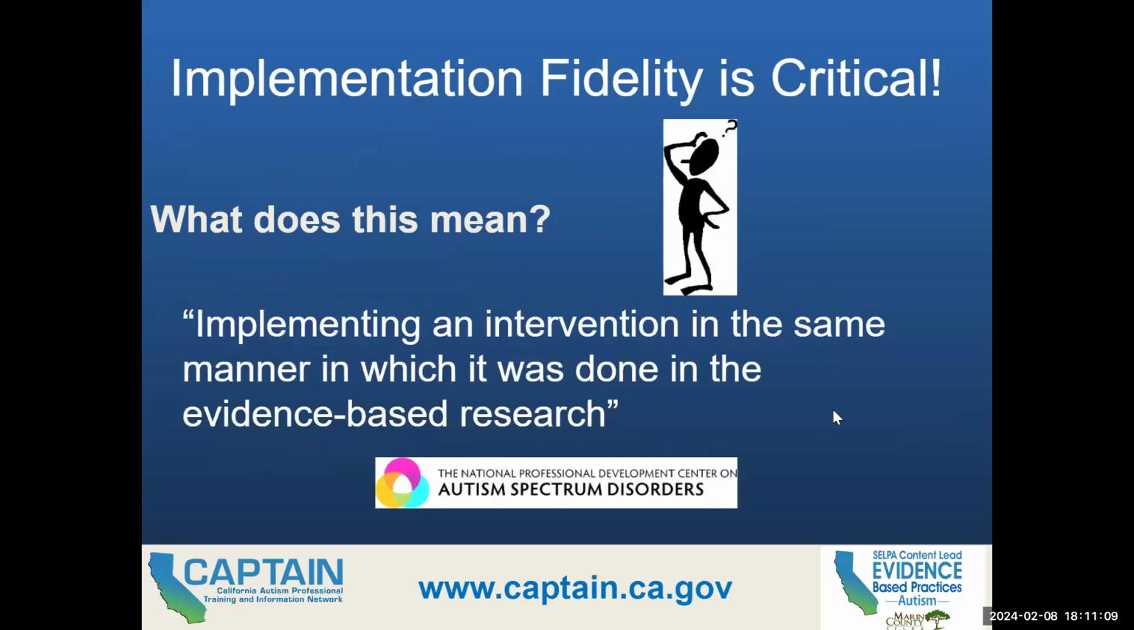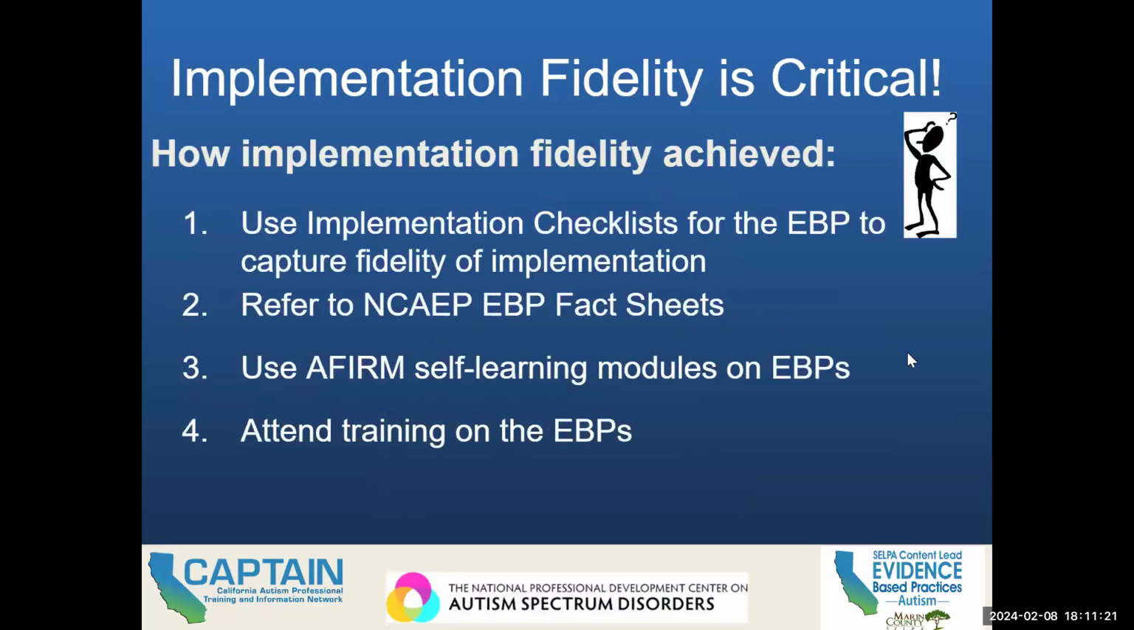So we want to implement with fidelity, which means we want to implement the intervention in the way in which it was researched, okay? And at school, we data track that, and you can data track it at home too, if you would like. And here's the information on how you can implement with fidelity, right? Use checklists, use fact sheets, go to the self-learning modules.